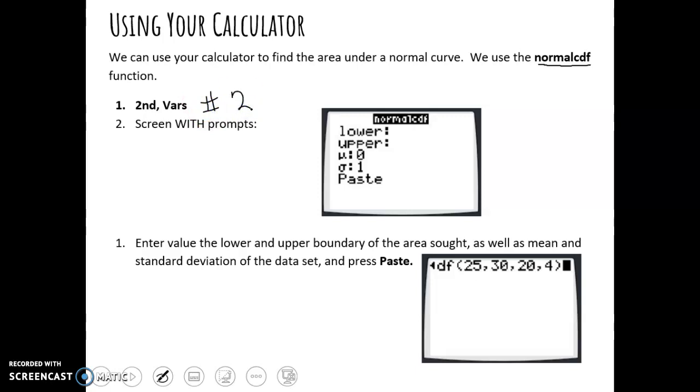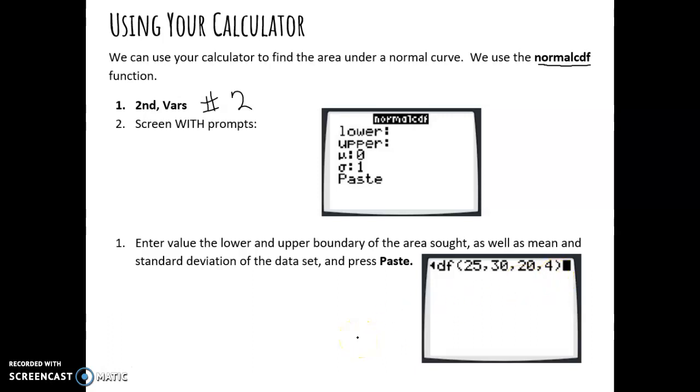Now, some of you will have prompts, some of you will not. Either way, you're typing in the same numbers in this order. You need to figure out what boundaries bound the area that you're looking for. So you need a lower boundary, that's the left boundary first, and then an upper boundary, that's the right boundary. Then you are going to put in the mean and the standard deviation. If you have prompts, it will ask you for them such as here. If you don't, you are going to enter those same numbers, the lower boundary, the upper boundary, the mean, and the standard deviation, and separate them with commas.